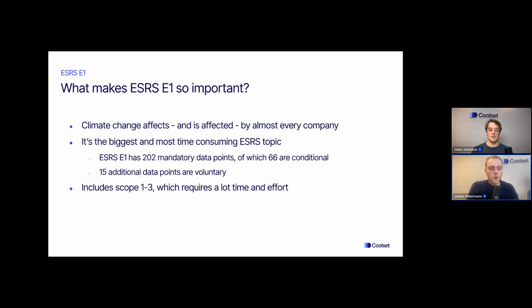ESRS E1 also includes scope 1, 2, and 3, which requires a lot of time and effort. So we'll also be talking a bit about scope 1, 2, and 3 in this webinar. But for those that are maybe a bit less familiar, scope 1, 2, and 3 is basically the way to calculate your CO2 emissions through the whole value chain of your company, where scope 1 and 2 are your direct emissions, so your gas consumption in the office, for example, and your electricity consumption, whereas scope 3 is really your whole value chain. Mapping this is quite complex, and it's part of ESRS E1. So that might present a challenge for companies that have not yet reported on scope 1, 2, and 3.